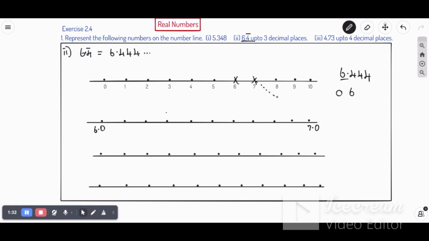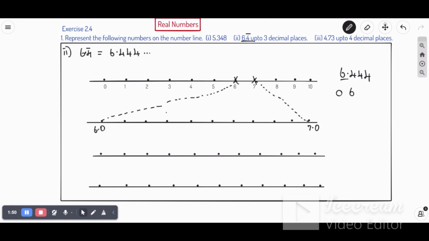Then only you can mark these both as equal, right? 6.0 is equal to 6 and 7.0 is equal to 7. Please use a scale and then draw the line neatly. Next, once you are done with the 6, you have to fill this up in between.